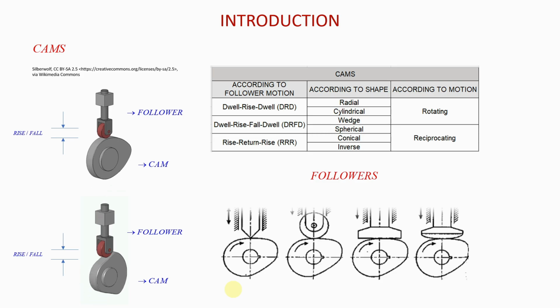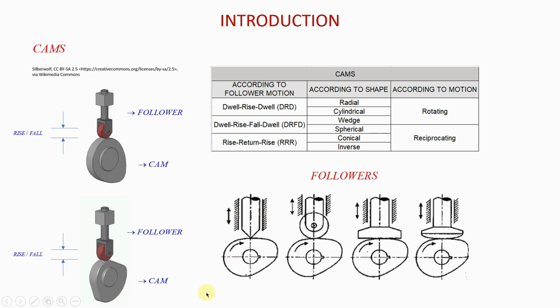We have different types of followers that we can have. You have the ones that are like this. If you look carefully here, you will see that the point of contact between the cam and the follower is pretty much just like a point. When you have a follower that has that type of contact with the cam, it's called a knife edge follower. The one that has a roller making contact with the cam, which is what we see here, is a roller follower.